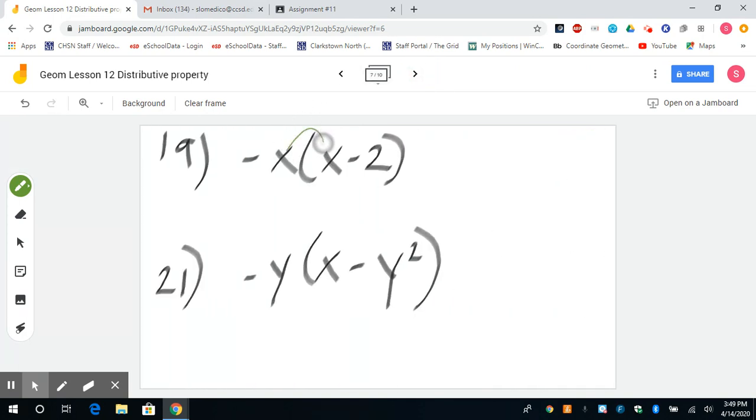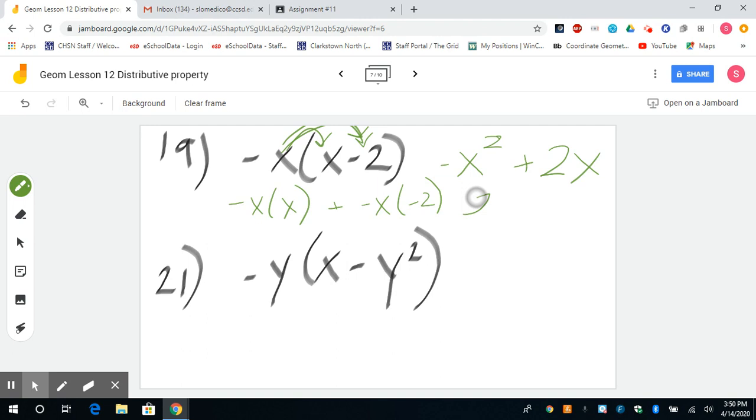All right, same idea. So remember, an x times x is x squared. It's going to be negative, because negative times a positive is a negative. And then we get -x times -2 is a +2x. So all I did was multiply the -x into both. Okay, this is the answer here.